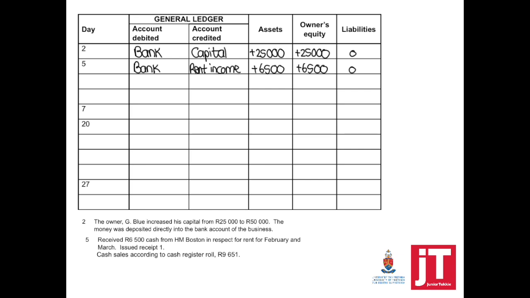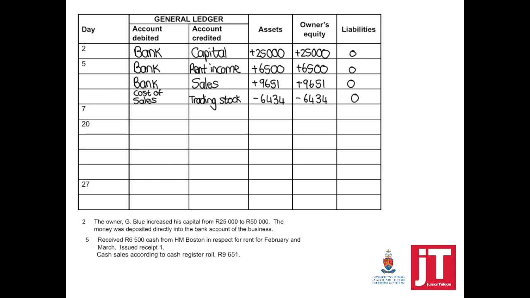On the same day, cash sales according to cash register roll. Now, remember, there's 2 entries. Why? Number 1, we need to show the selling price. Number 2, we need to show the cost. To show the selling price, bank is debited, account credited, sales. Assets plus, owner's equity plus. To show the cost, cost of sales is debited, trading stock is credited.